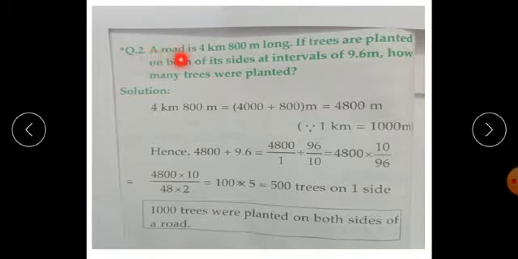Again, I repeat the question. A road is 4 kilometer 800 meter long. If trees are planted on both of its side at intervals of 9.6 meter, how many trees were planted? Solution: 4 kilometer 800 meter is equal to 4000 plus 800 meter is equal to 4800 meter, because we know that 1 kilometer is equal to 1000 meter.